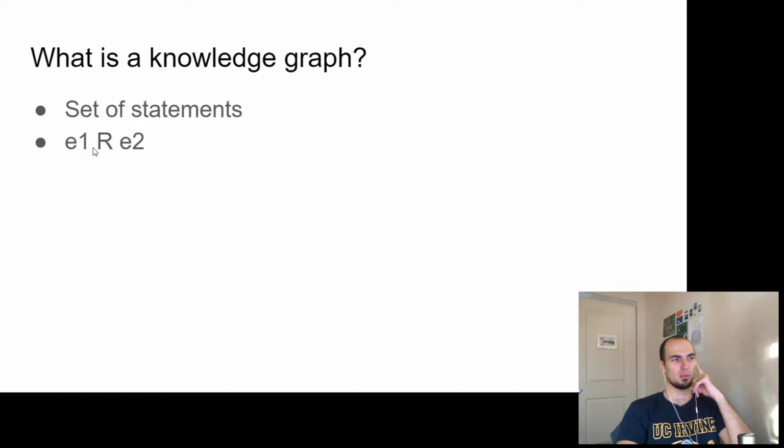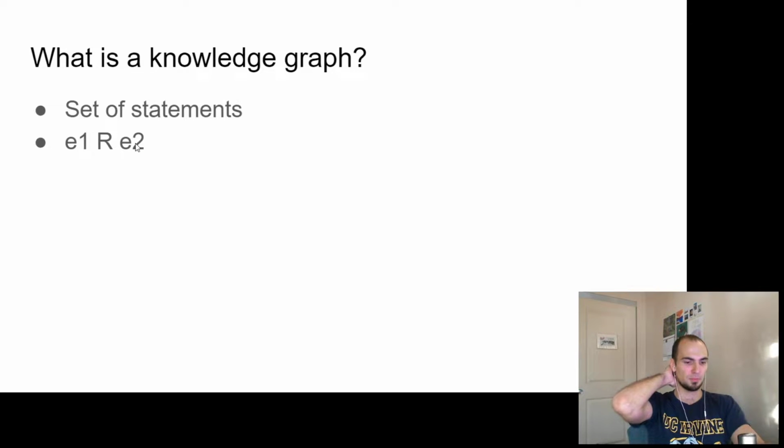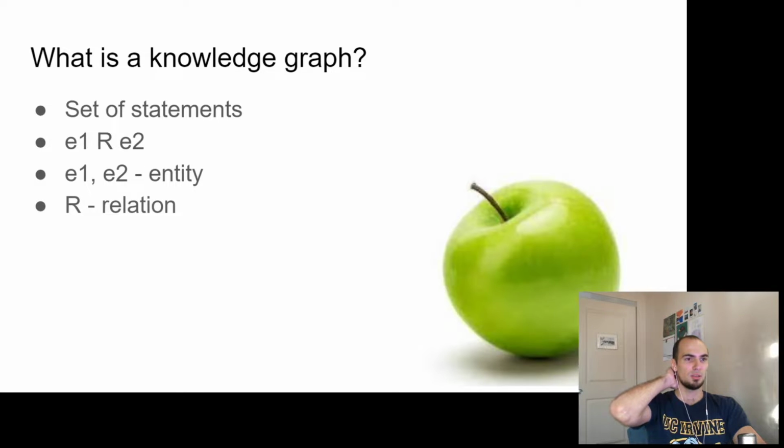So E1 is entity 1, so something. R is a relation, and E2 is entity 2. So entity could be anything, and a relation could be many, many different things. So let's take a look at an example.